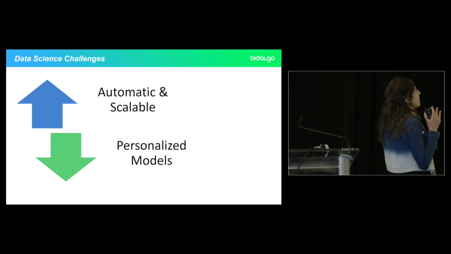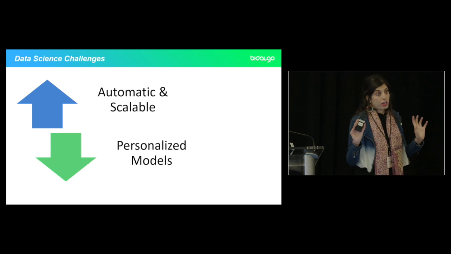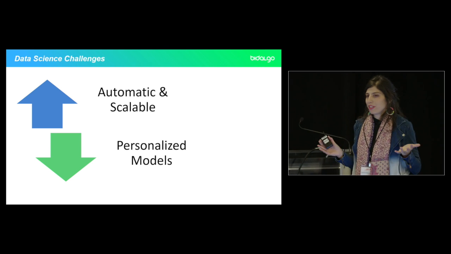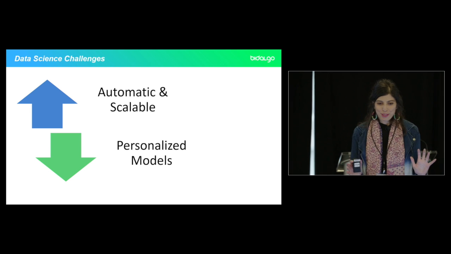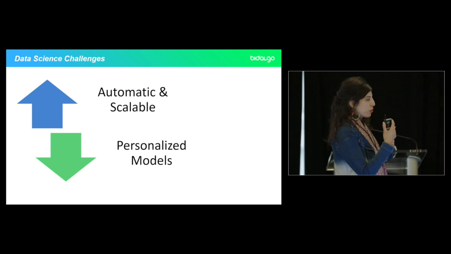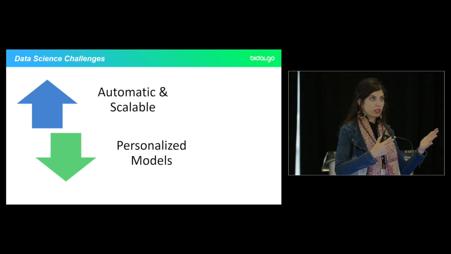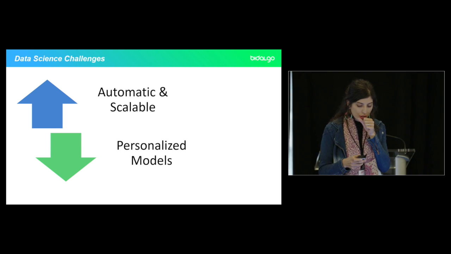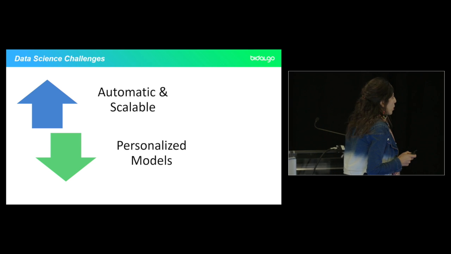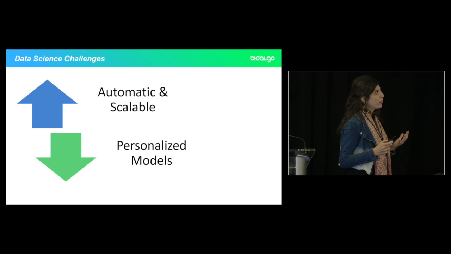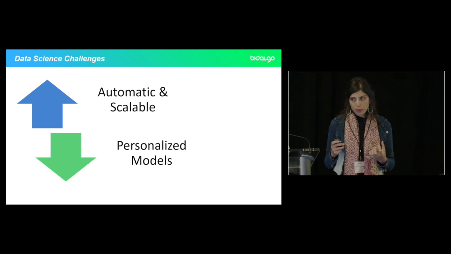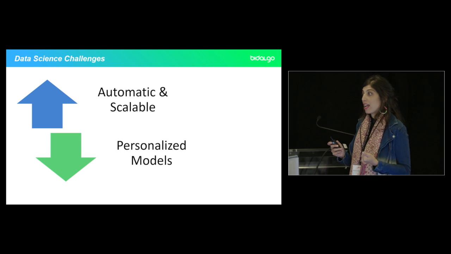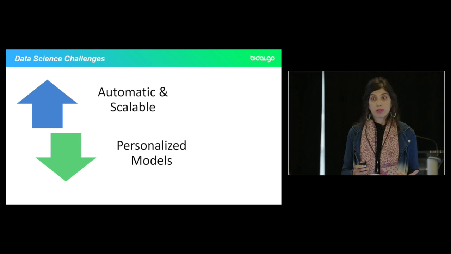So ideally I would like to have a model per customer, but obviously it won't scale up, right? I won't be able to do that. So it's always about finding the balance: keeping the model personalized, but also keeping the entire process automatic and scalable. We found that if we keep our script flexible and dynamic enough, this is actually possible.